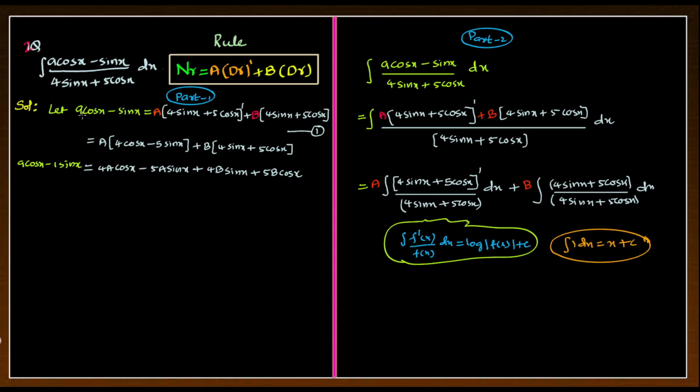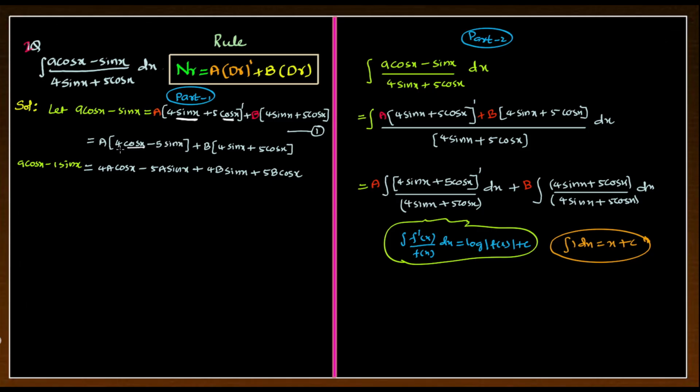So first consider, let the numerator, that is 9 cos x minus sin x, equal A times the denominator 4 sin x plus 5 cos x, dash means differentiation, plus B times again the denominator, that is 4 sin x plus 5 cos x. Now differentiation of sin x is cos x and differentiation of cos x is minus sin x, so plus becomes minus.